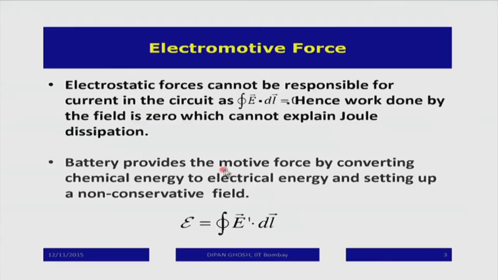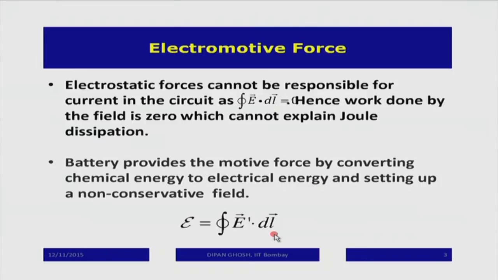Now, basically what the battery does, if you know the way a battery works, is convert the chemical energy that is stored in it to electrical energy. Now, since an energy is being changed from one form to another, the corresponding field is a non-conservative field. So in the battery, I have a non-conservative field, let me call it E prime. Don't worry about this line again.